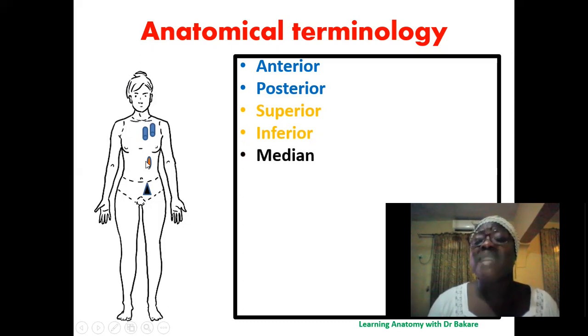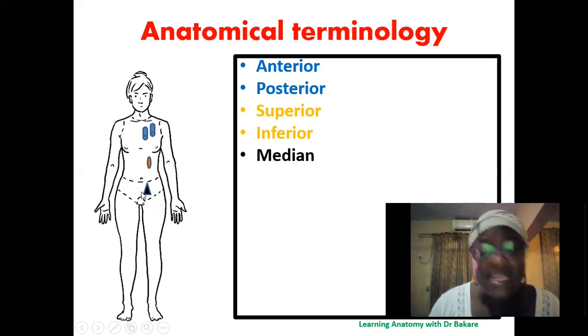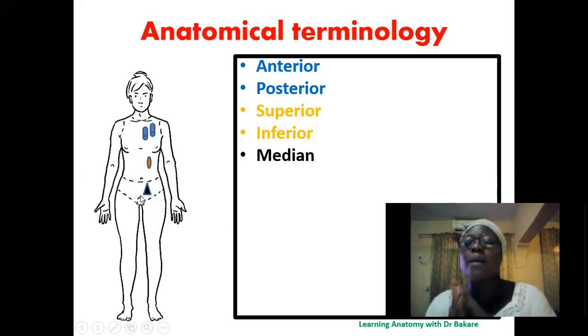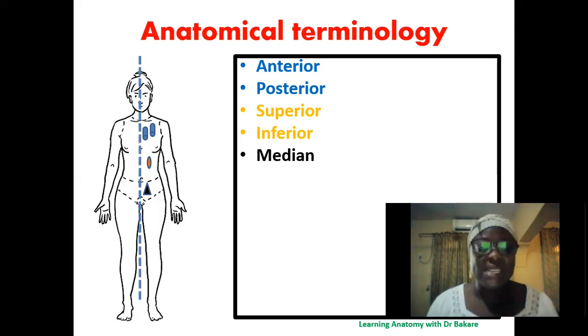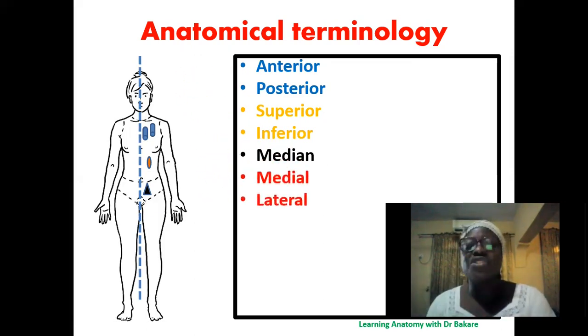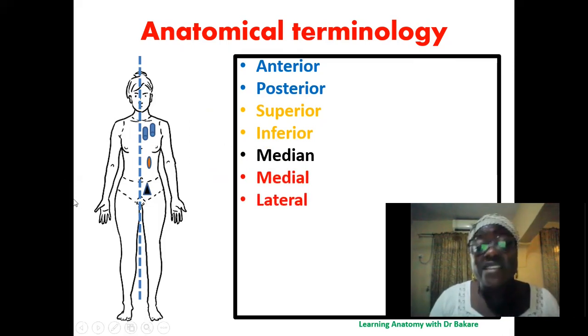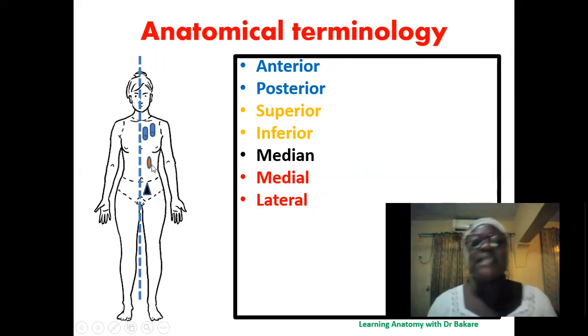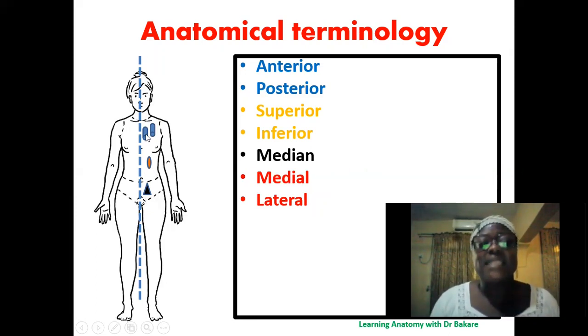So this structure is inferior to this structure, while this structure is superior to this structure. Then we also have median. Median means anything that runs along the center, just like the mid-sagittal plane. We could also have medial and lateral. Medial means any structure that is close to the median plane, and any structure that is far from the median plane is lateral. So this is medial, while this structure is lateral.